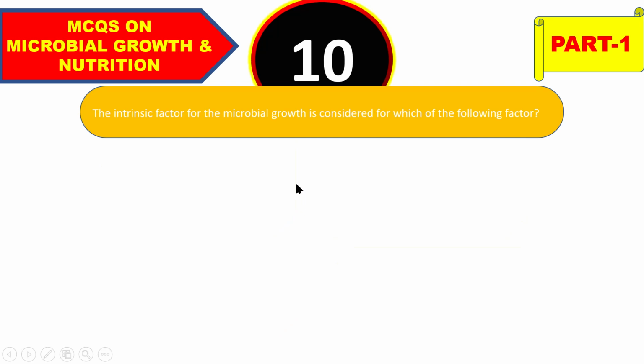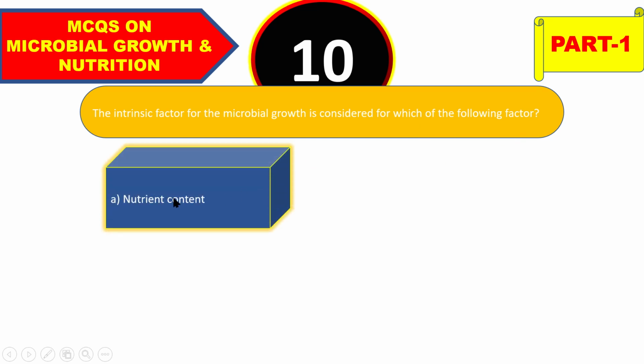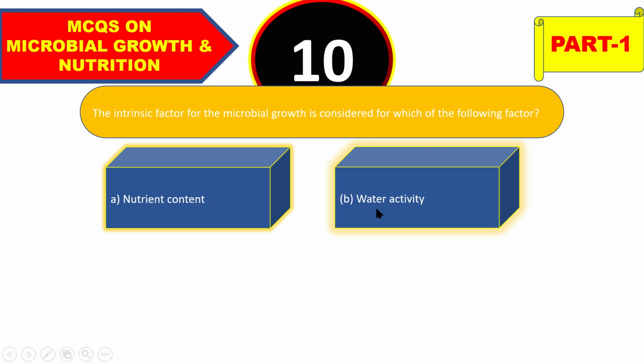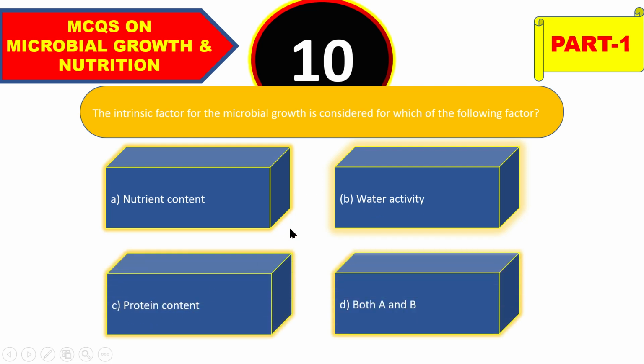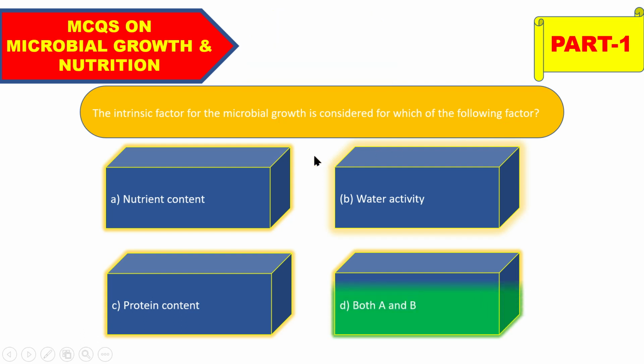Okay, so move on to the next, that is, the intrinsic factor for the microbial growth is considered for which of the following factors? First one is nutrient content, next water activity, then protein content, and both A and B. And the right answer about the microbial growth depend on the factor, that is both A and B, that is nutrient content and water activity.